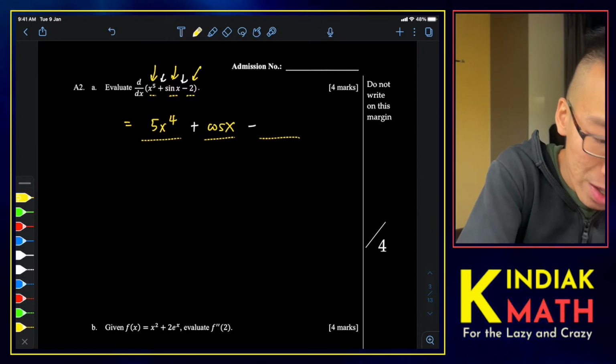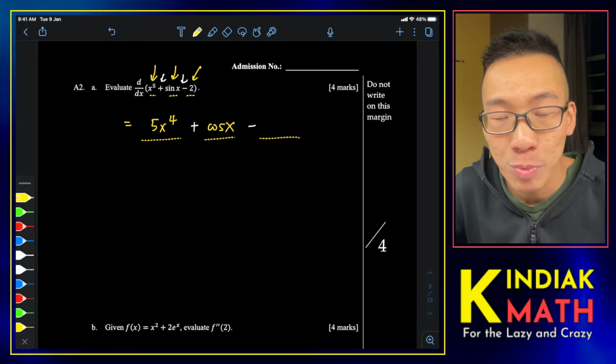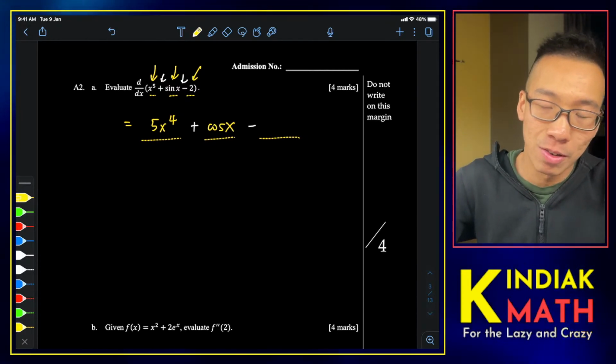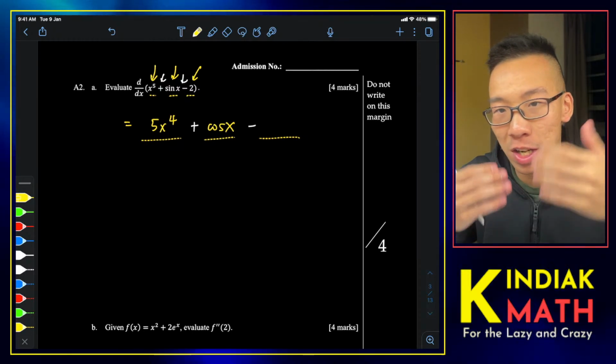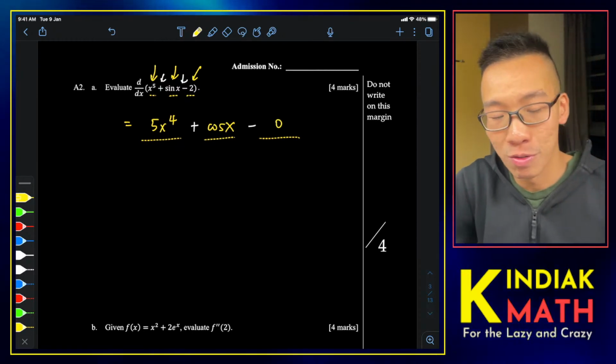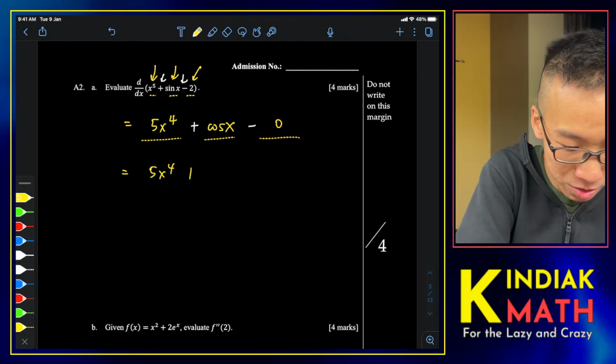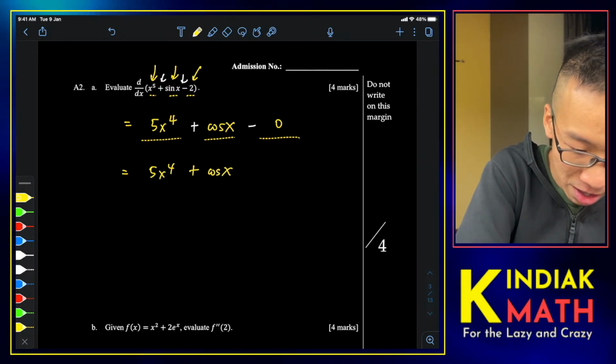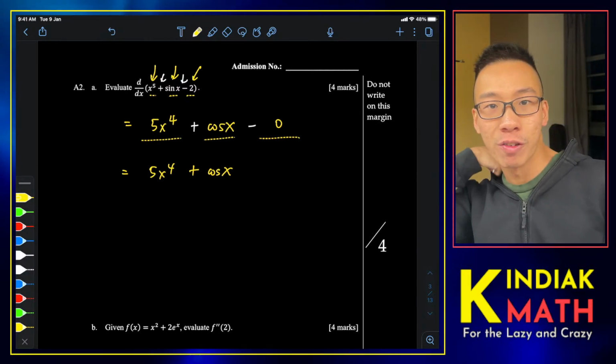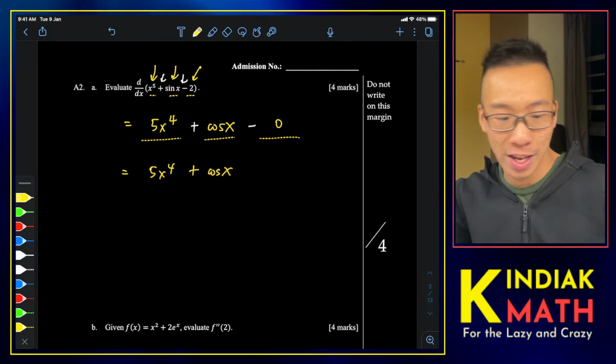And finally, how do we differentiate a constant? Well, the gradient of a constant is just 0, and therefore if we differentiate a constant, it's just going to be a 0 over there. So we can simplify the result to get 5x to the 4 plus cosine of x.